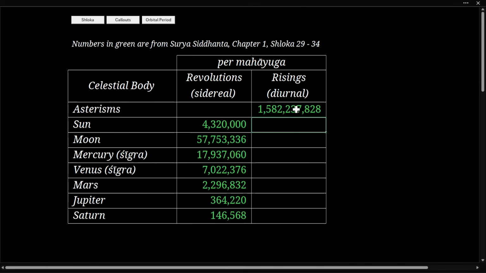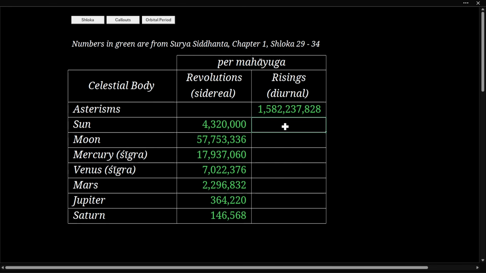Now, these numbers are so huge, how do we make sense of them? Are these numbers correct or wrong? Is there any way we can compare these numbers with some modern known numbers? That's what I'm trying to uncover. And I will do this in 2 steps. In the first step, I'm going to find out the number of risings of the sun in a mahayuga, this cell. And how do I find that out?